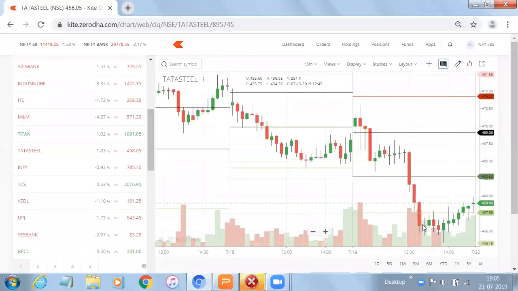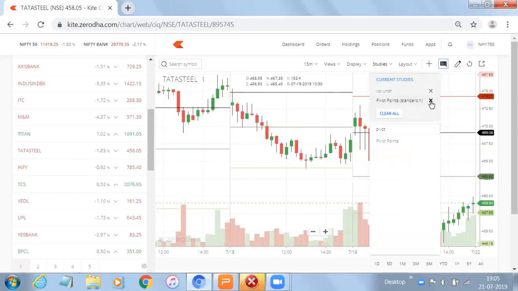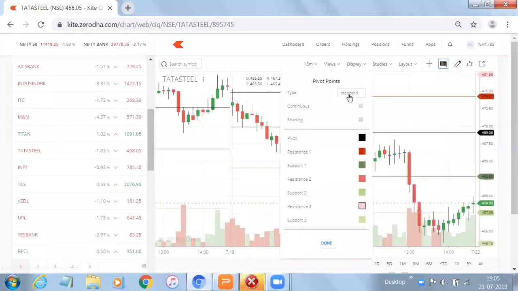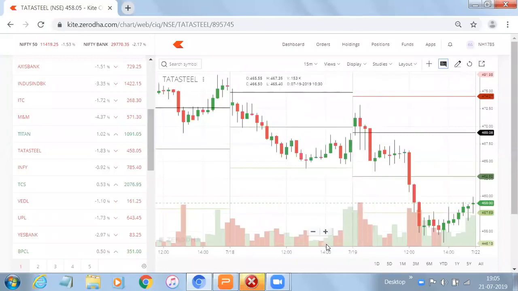What's the time limit of this setup for the intraday? Time limit is 3:20, which is decided by SEBI, and you can trade till 3:20. Please explain how to get the pivot points. So here it is explained. So how to get the pivot points: here write the pivot points. Here it is. It is standard pivot points. Whatever it is giving, I am taking it.